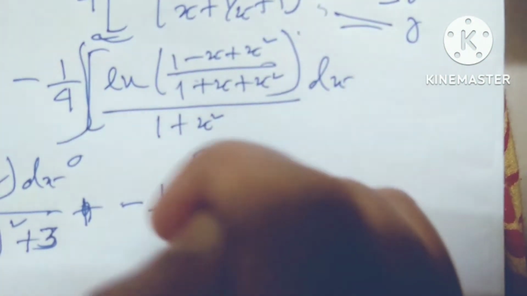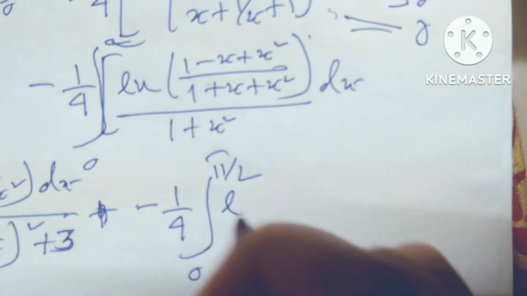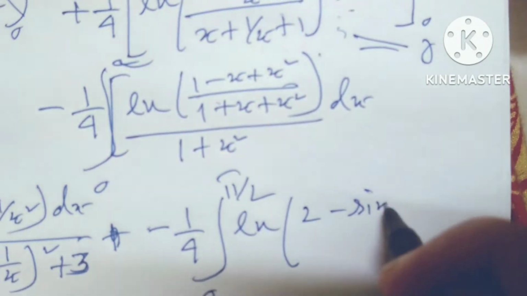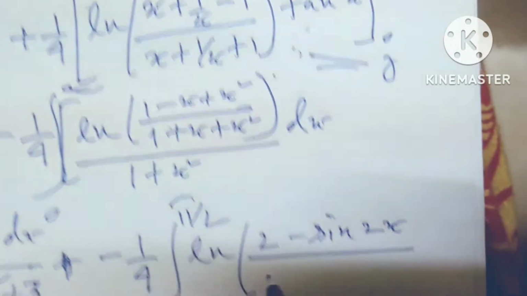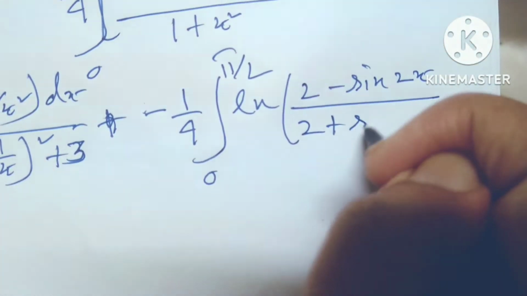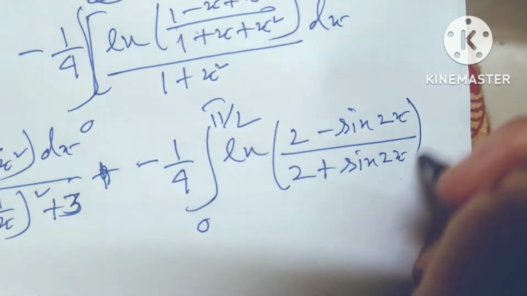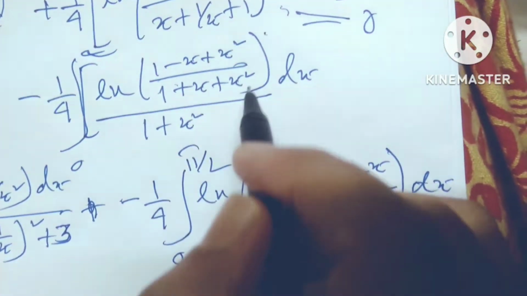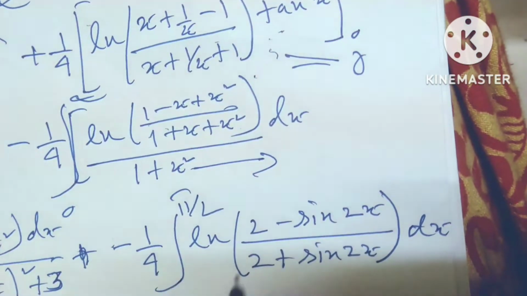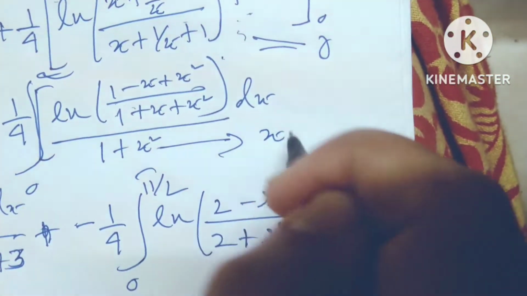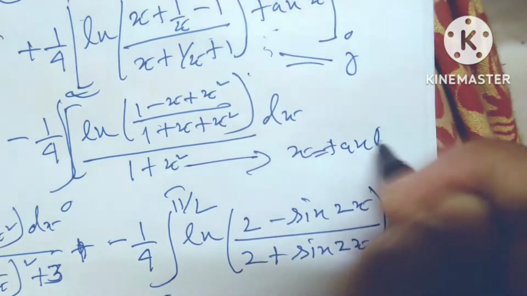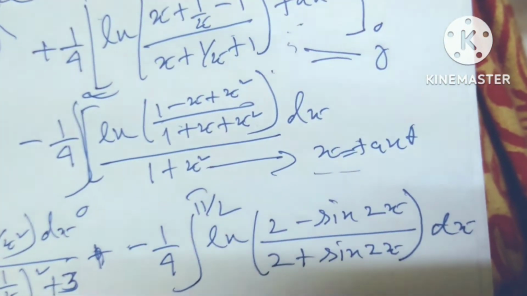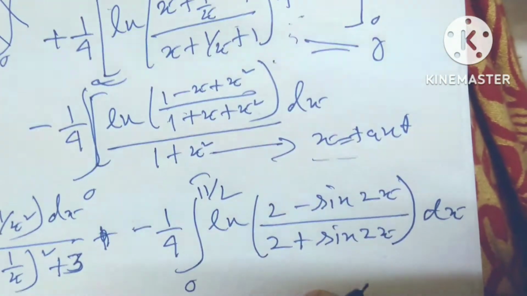Now it will become integral 0 to pi by 2 ln of 2 minus sine 2x divided by 2 plus sine 2x dx, because in here x equals tan theta. If we use this calculation, so we get 2 minus sine 2x and 2 plus sine 2x.